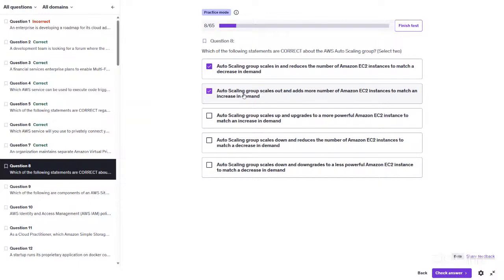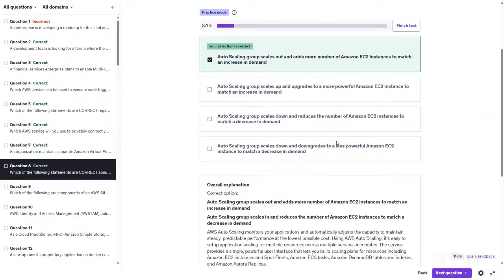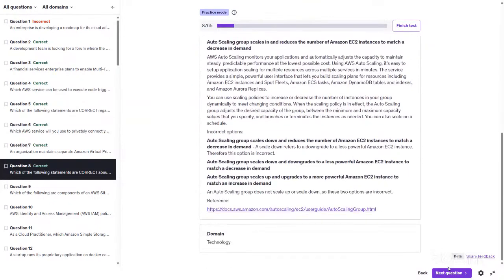So these are the two, I think. Scales in and scales out. It does not scale up to upgrade an EC2. It does not scale down to reduce. This scaling down is a vertical thing. So it's going to be out or in. So A and B. All right, that's what auto scaling helps with.